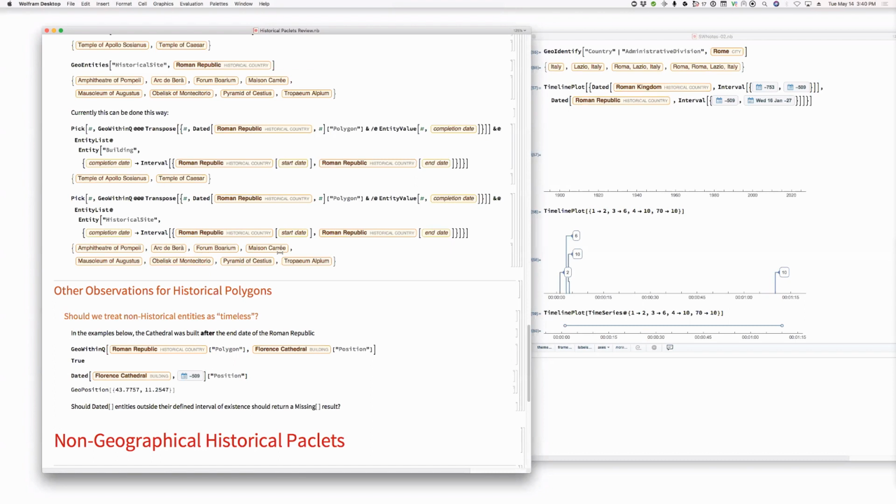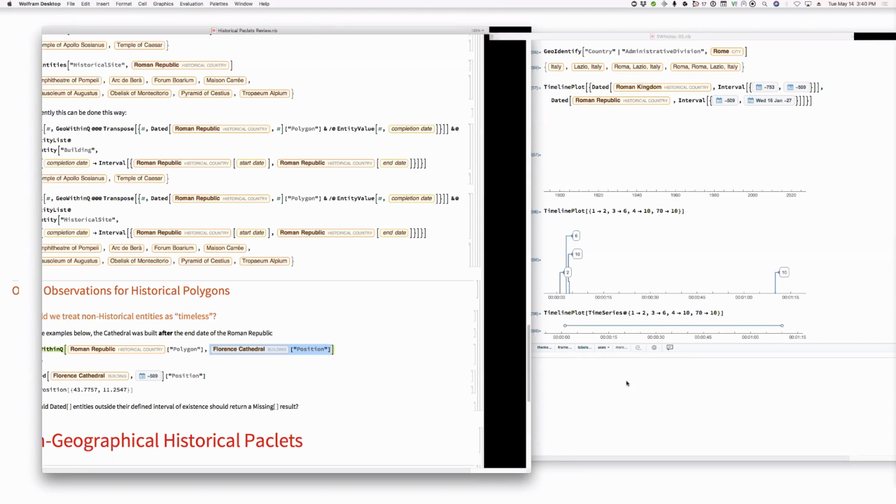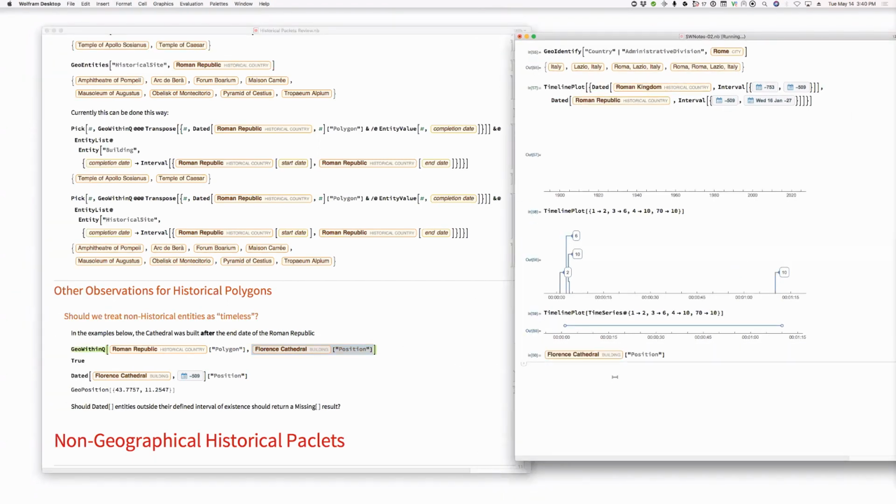Yes, missing doesn't exist is what I think it should do. But by the time you've actually evaluated position, that is just a geoposition, right? So it no longer knows that it had anything to do with a particular date. Right, it lost any date information. That's right. So I think the first thing is correct there.